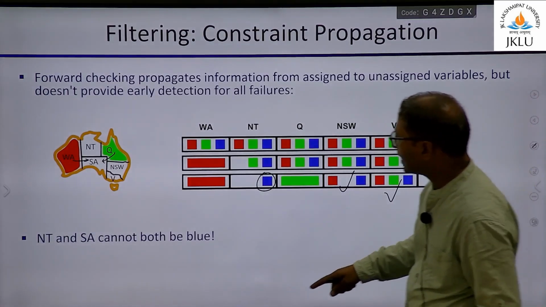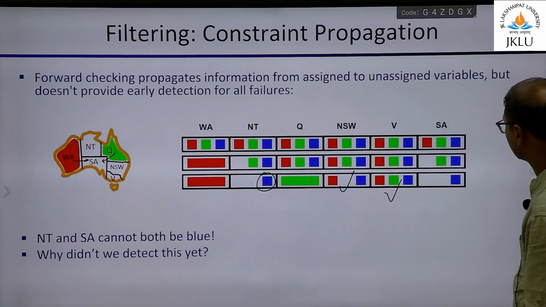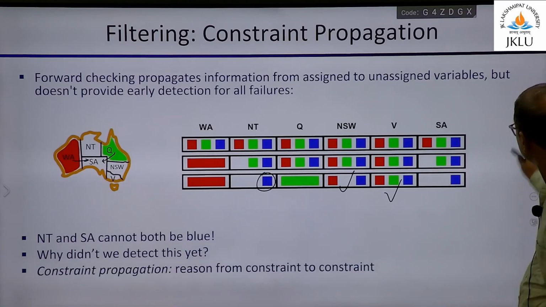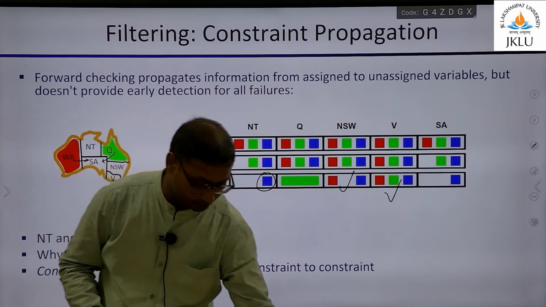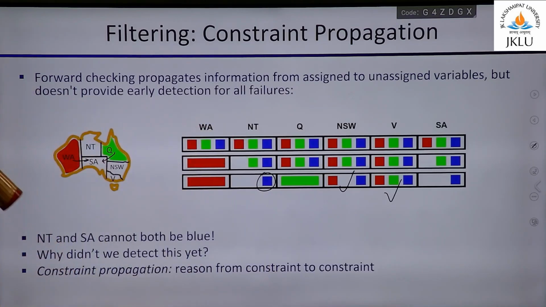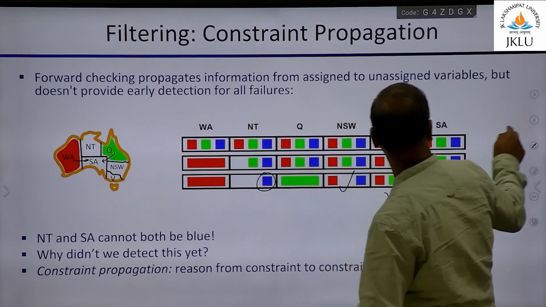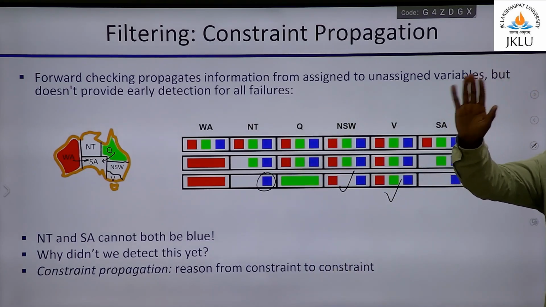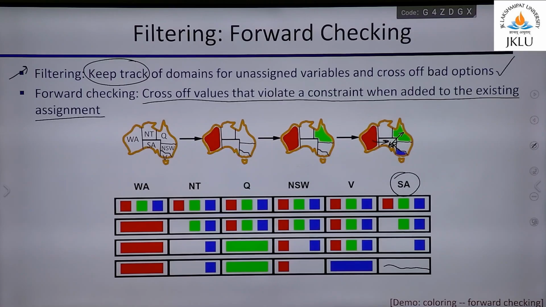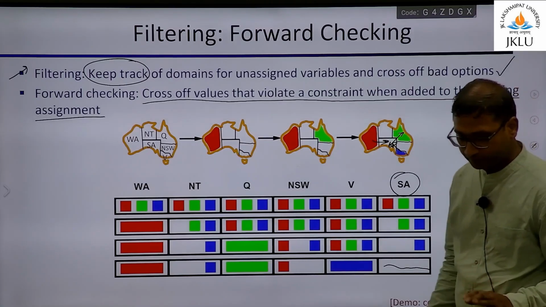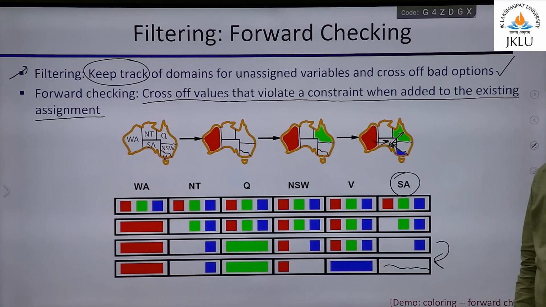So NT and SA cannot both be blue. And why didn't we detect this? No. So there is something more to this slide compared to the previous one. How is this slide different from the previous one? Discuss it later, first look here. What happened in this case? See, we came from here to here.